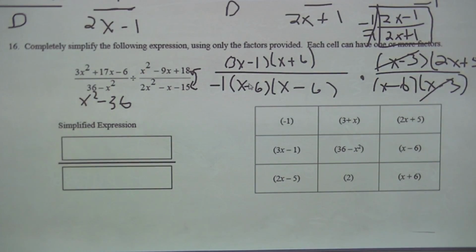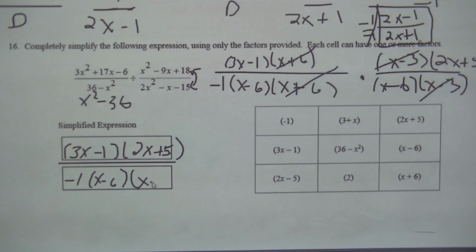Whoops, I'm sorry, one of these should be a plus 6. So actually I can't cross those off. That and that. Okay? So what I got left over up top is 3x minus 1, 2x plus 5. I've got a negative 1, an x minus 6, and an x minus 6. Okay? So I can cross off those. All right, and that's my answer right there.